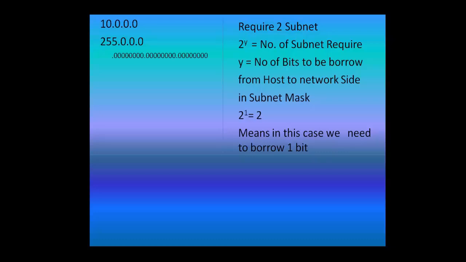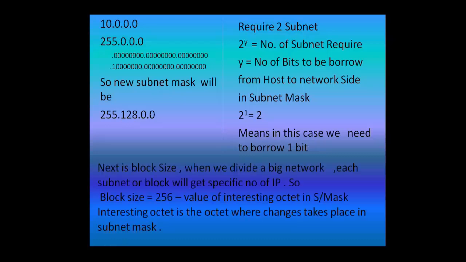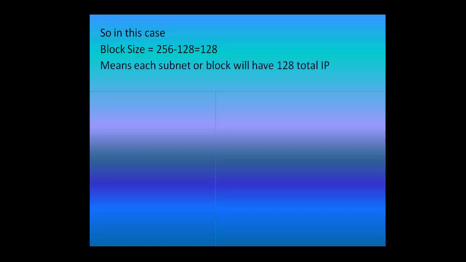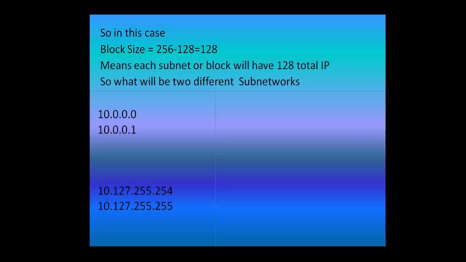Default subnet mask. After borrowing 1 bit, the new subnet mask will be 255.128.0.0. So now we have to take extreme care of the second octet. That is my interesting octet, single interesting octet. Same, calculate the block size: 256 minus the value of the interesting octet. I'm going a little faster because I have given you so many examples. So block size will be 128, very simple.